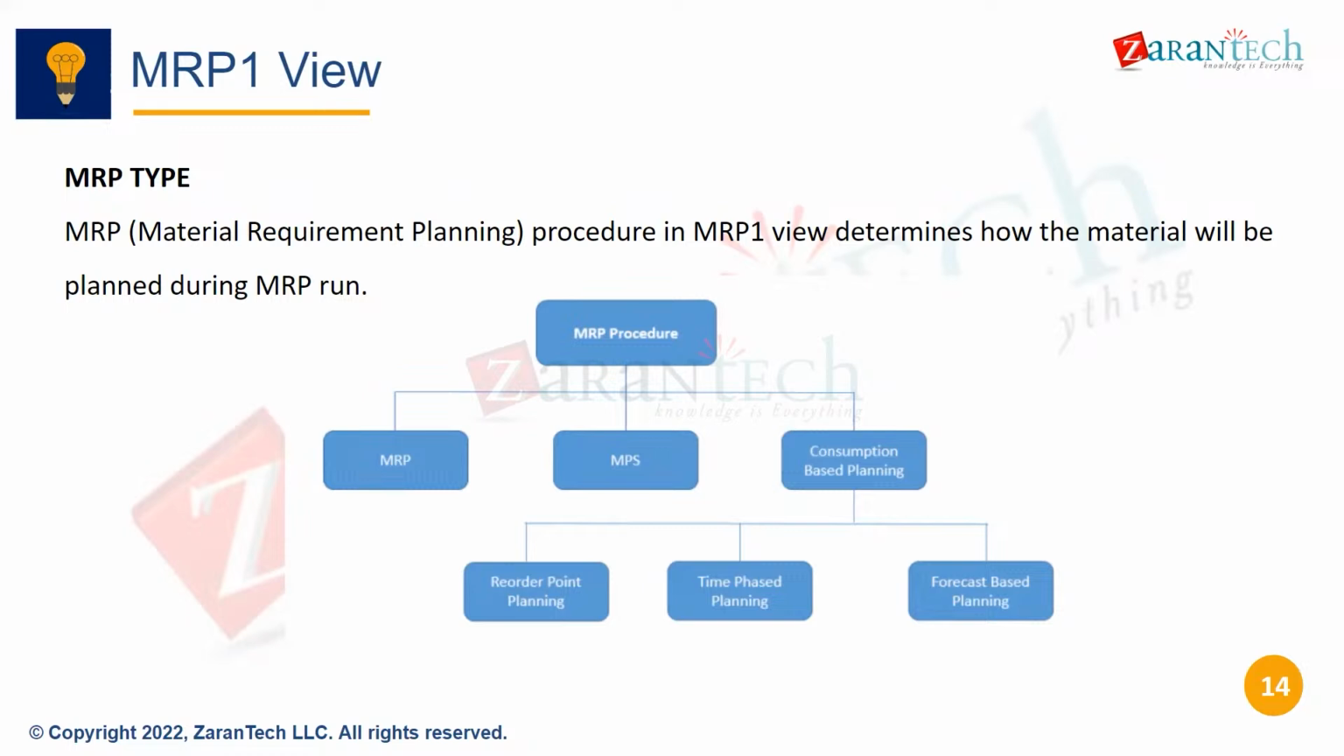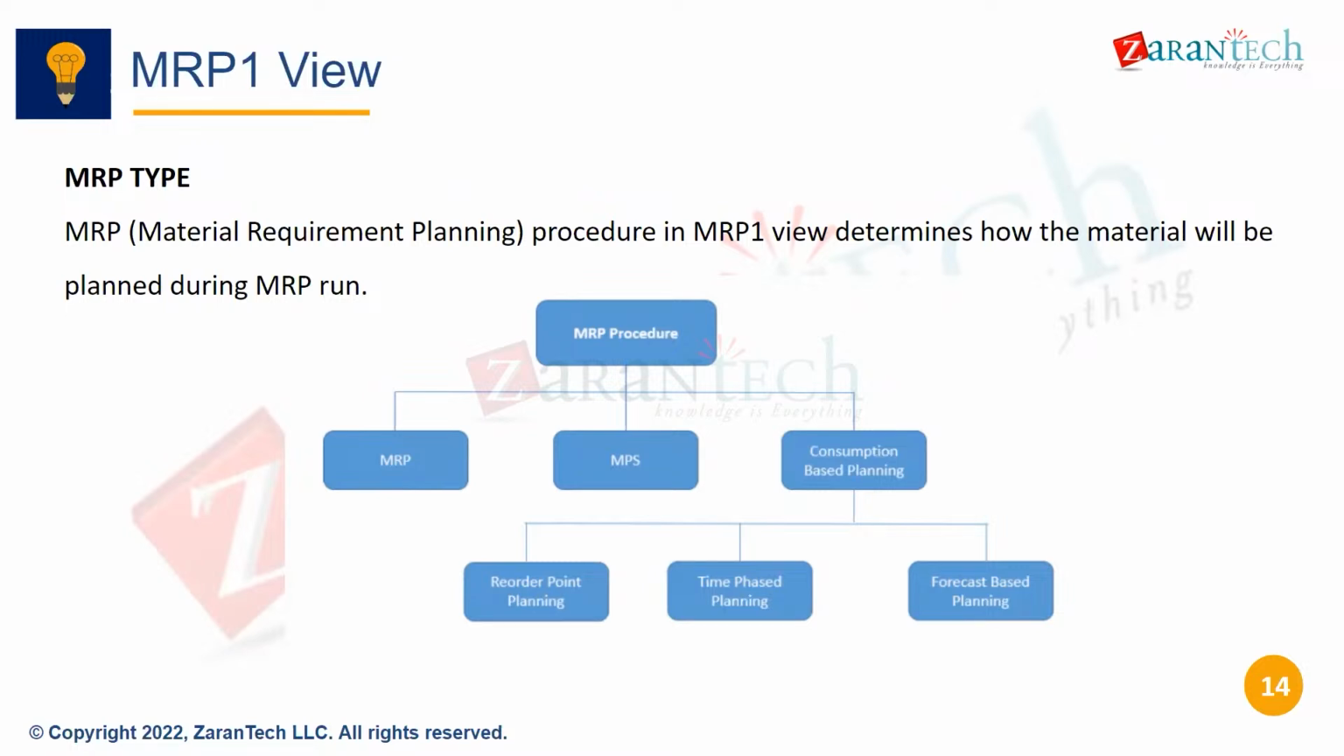Finally, you run MRP and it does the same thing, but in the material master, you flag it as consumption-based planning. For all these three, you run the MRP. You set these three things up in the material master. When MRP runs, whether it's MRP, MPS, or consumption planning, it is going to throw the output as per the MRP procedure.